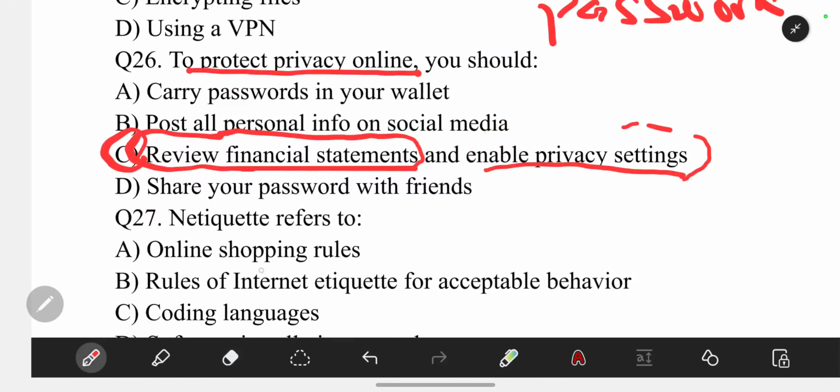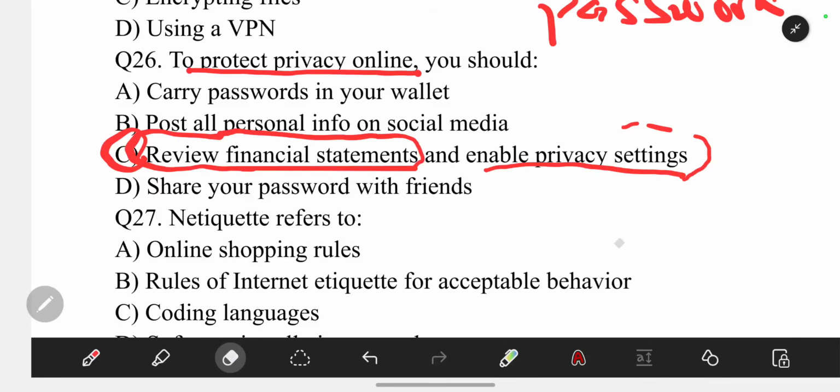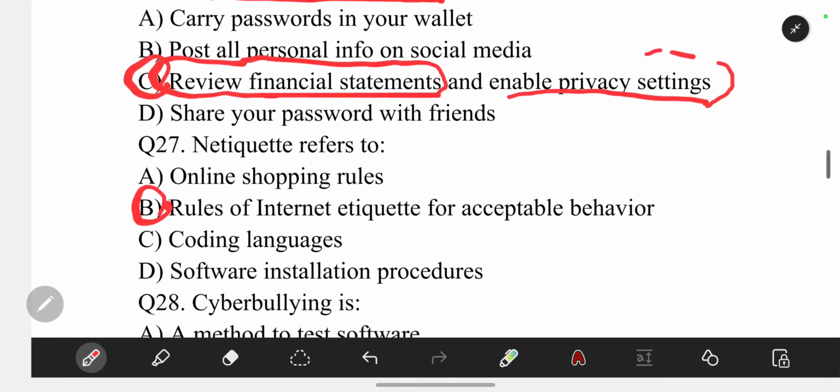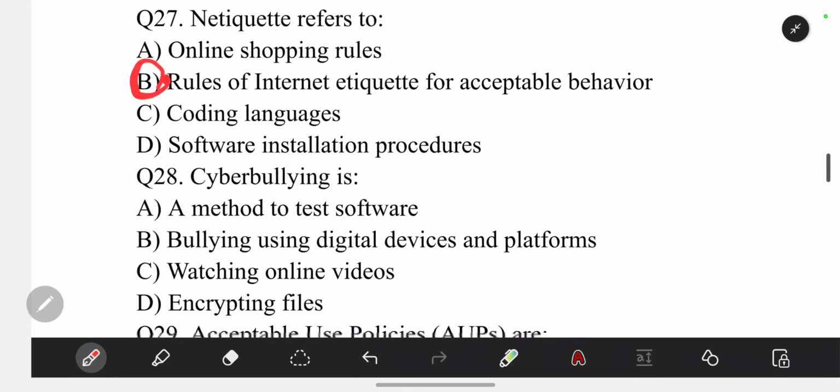Number 27, netiquette refers to, so etiquette first. Etiquette has to do with good acceptable behaviors. Now netiquette has to do with the rules of the internet etiquette for acceptable behavior. So just the word net has to do with the internet. So netiquette has to do with the rules of the internet etiquette for acceptable behavior.